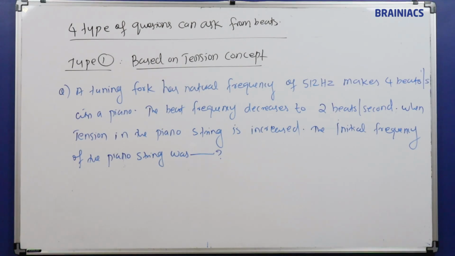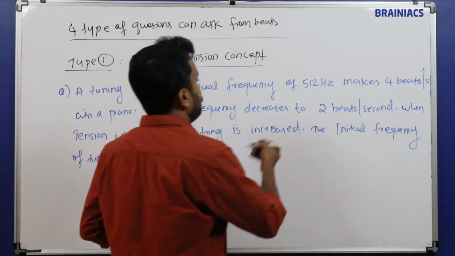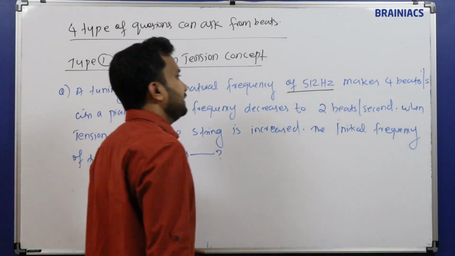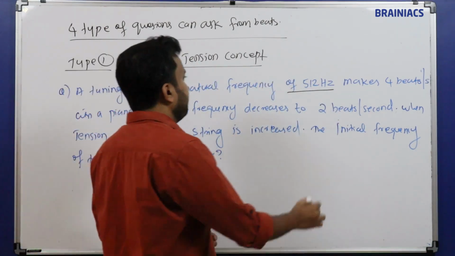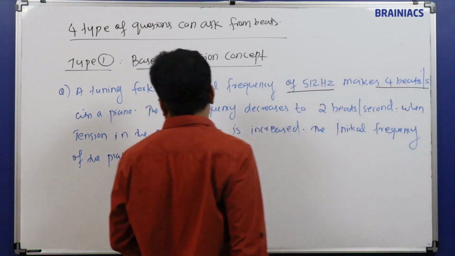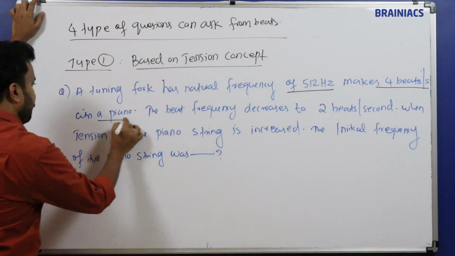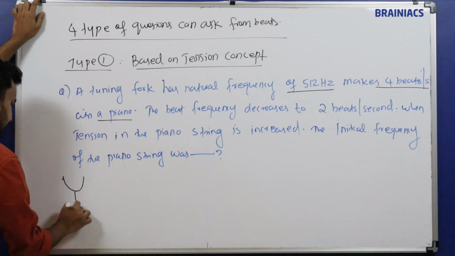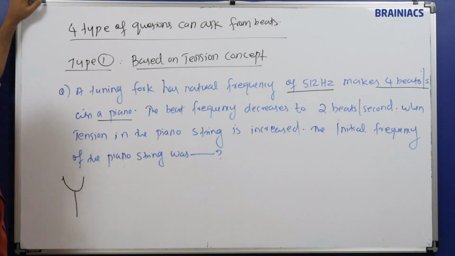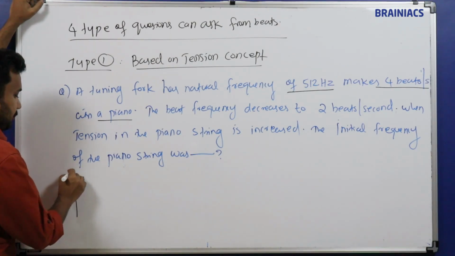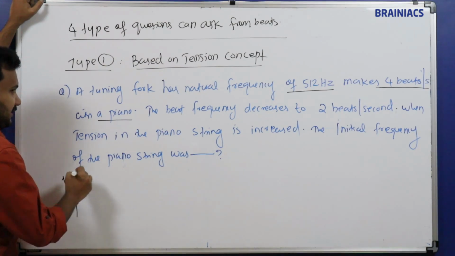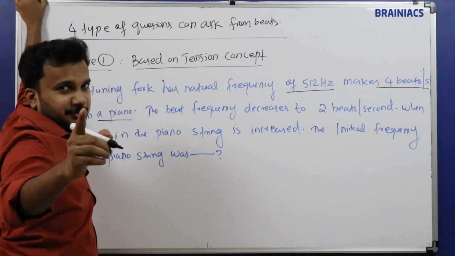Questions will be there like this. A tuning fork has a natural frequency 512 hertz, makes 4 beats per second with a piano. Okay, so we take a tuning fork. This is the diagram of the tuning fork. The natural frequency of the tuning fork, means its frequency, is how much? 512 hertz. You have to listen very carefully.